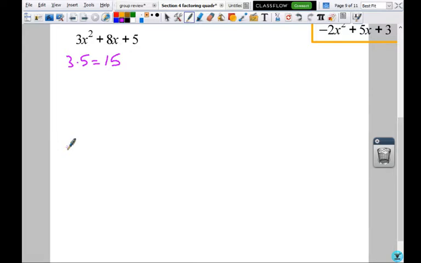Aren't you figuring out what goes into what? So what times what equals 15? Are we sure it's negative 3? Negative 2 times negative 3 is... what equals 15? And then what do they have to add up to be, Kayla?